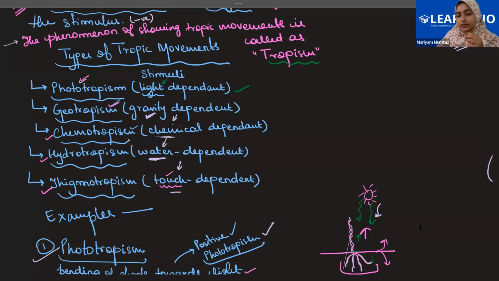Upon what the stimuli is. Now, the tropic movement is phototropism, geotropism, chemotropism, hydrotropism, and thigmotropism, depending upon the different kinds of stimuli that are there. Now, phototropism is the case wherein light is the stimulus, right?